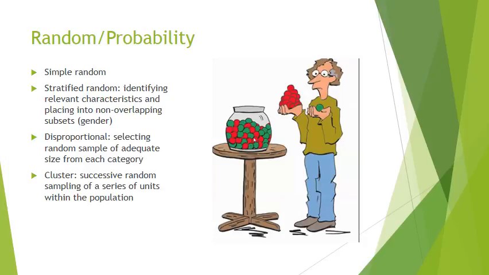Within random probability sampling, there are several designs. The first is simple random. Another is stratified random, where we identify relevant characteristics and place our samples into non-overlapping subsets. So this might be a study that is based on gender. Next is disproportional. So we are selecting random samples of adequate size from each category.